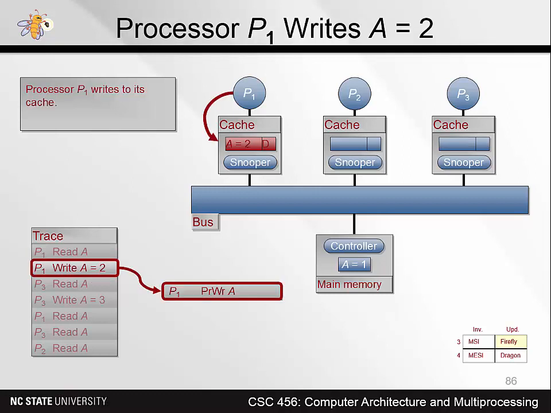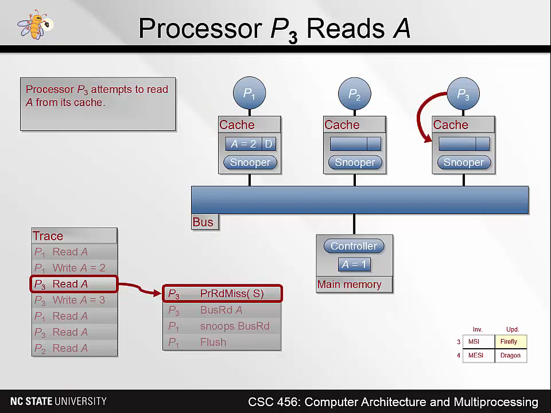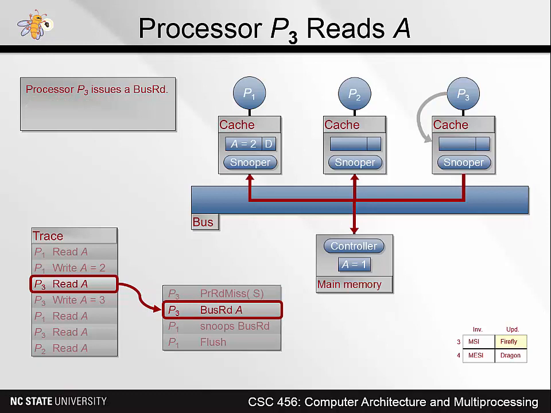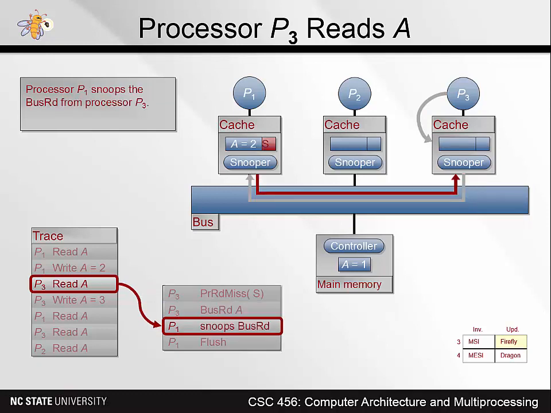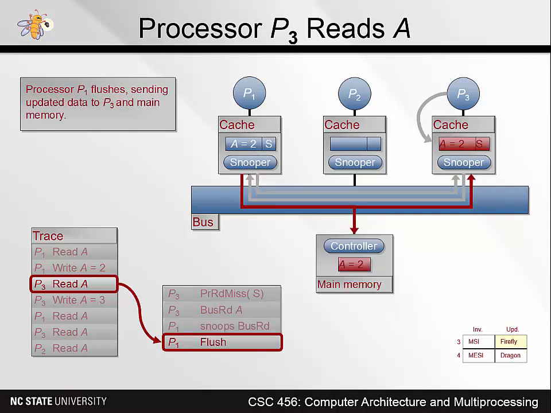P1 then writes A, changing its value to 2. This is a cache hit, but the cache has to change to state D. The write operation completes. Now P3 tries to read A. This causes a cache miss, so a bus read is issued. P1 snoops the read and changes its state to S. P1 flushes the block across the bus where it is picked up by main memory and P3. Note that, unlike in the Dragon protocol, main memory does need to be updated because the protocol does not keep track of which cache is responsible for updating memory when it finally replaces the block.